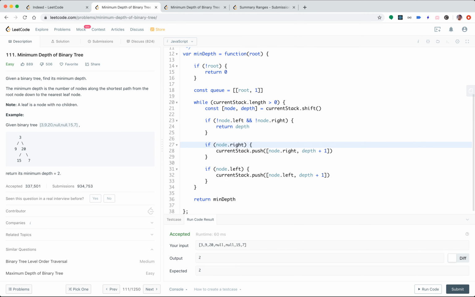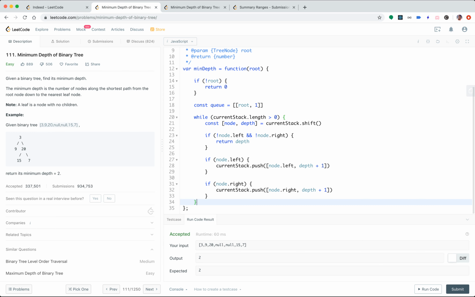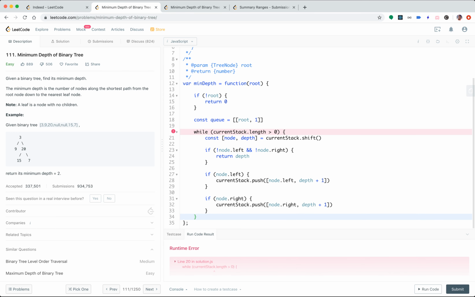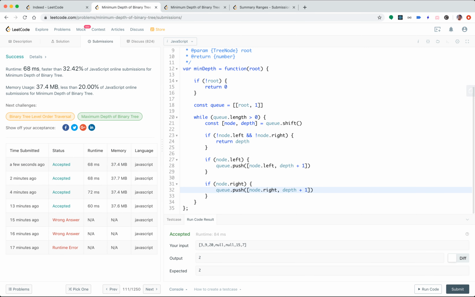Okay, so if the node has a left, we push the node left and depth, and right, we push right and depth. Finally, there will always be a return. So we run the code. There's no current stack. Sorry, it is Q. Still not that fast.